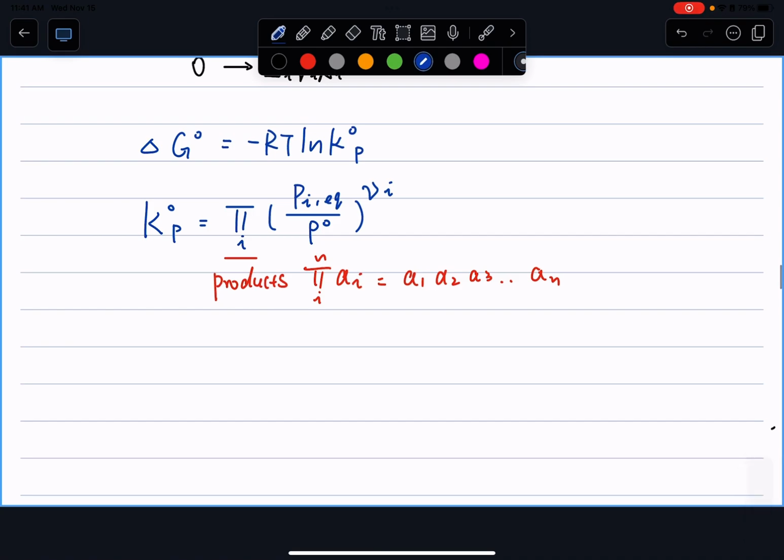And one more step we can do is the same as delta G naught equals negative RT ln Kp. You can also write K naught P equals exponential of negative delta G naught over RT.